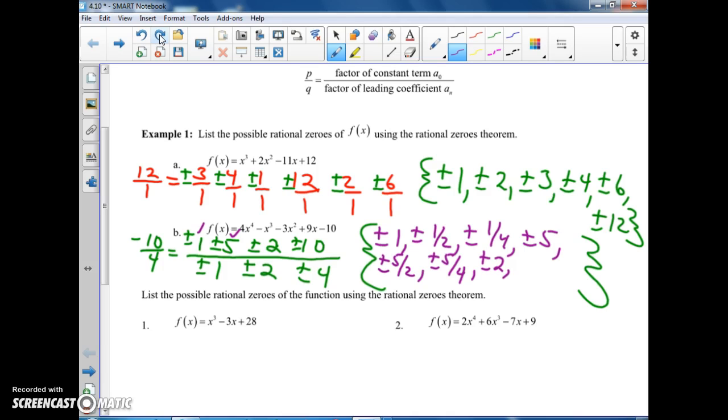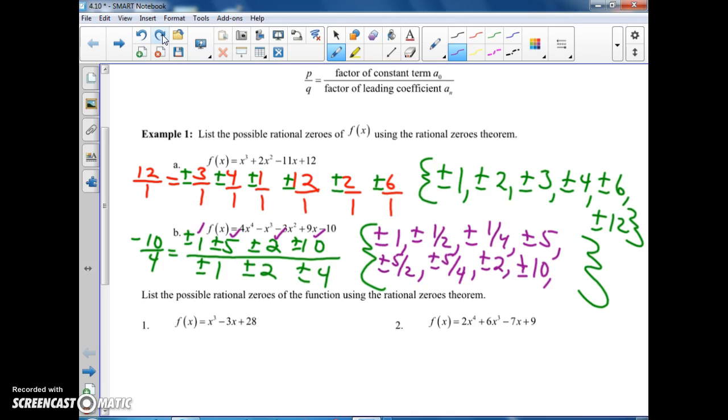All right, now we get to 10. We got 10 over 1, which gives you plus or minus 10. That one we can write down. We don't have that. Plus or minus 10. We got 10 over 2, which gives you plus or minus 5. Oh, wait, we already got that one. We don't have to write it down again. We got 10 over 4, which gives you plus or minus 5 over 2. Oh, but wait, we already got that. All right, so then is that our answer then? All right, so we got the answer.